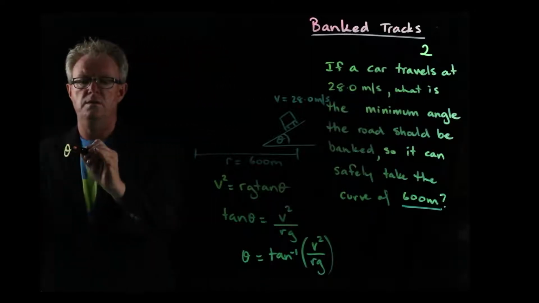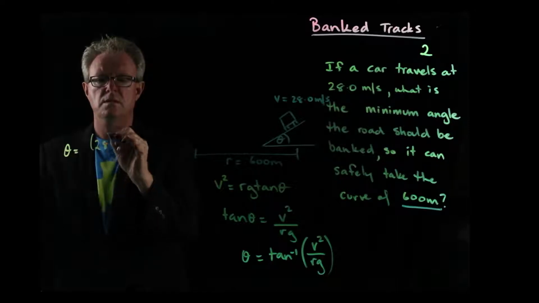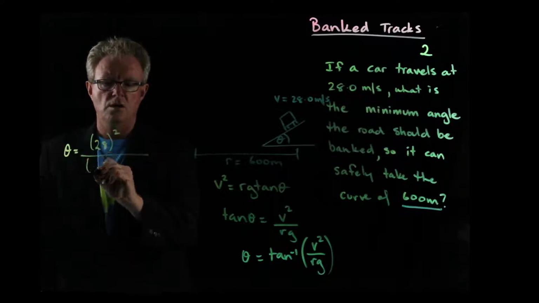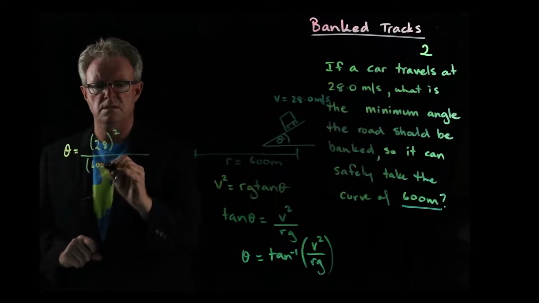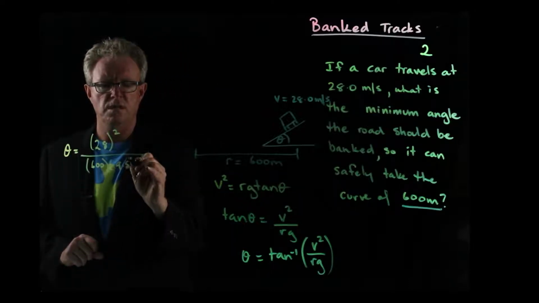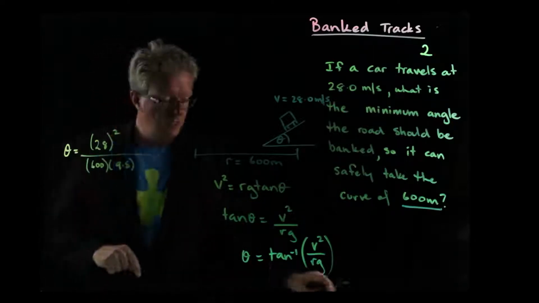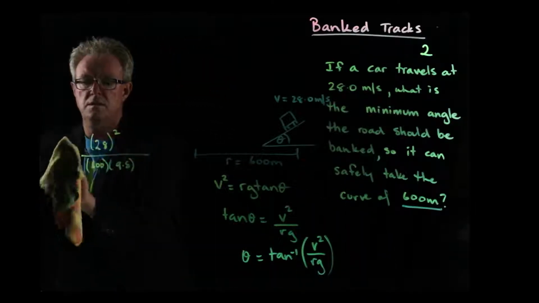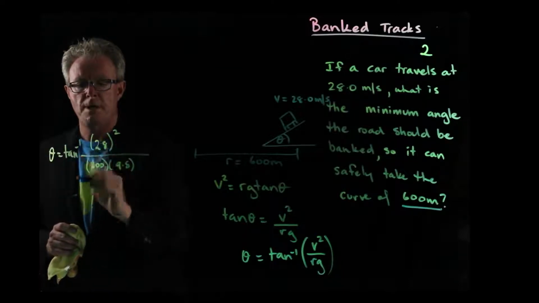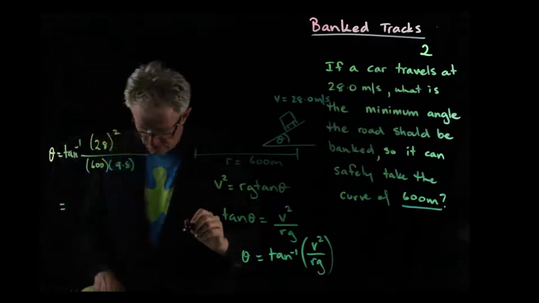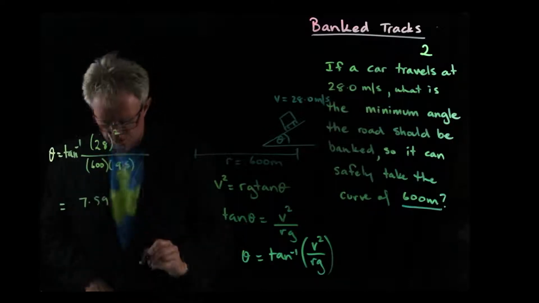So we have velocity, we said was 28, square that, over the radius, which was 600 meters, times g, 9.8. And of course you have to take the inverse tan of that, so don't forget that. All right. So when we do that, we should get 7.59 degrees.